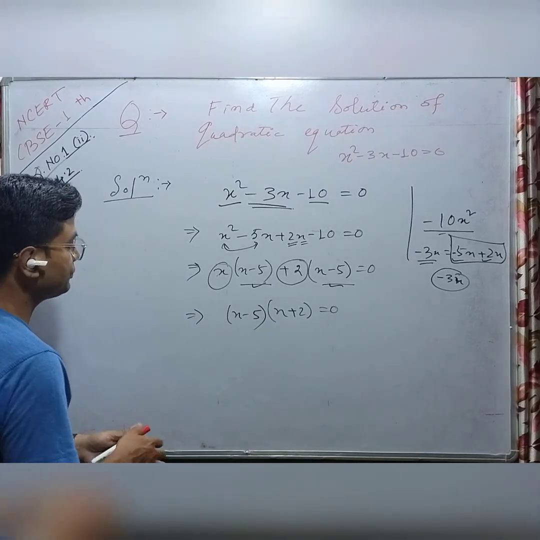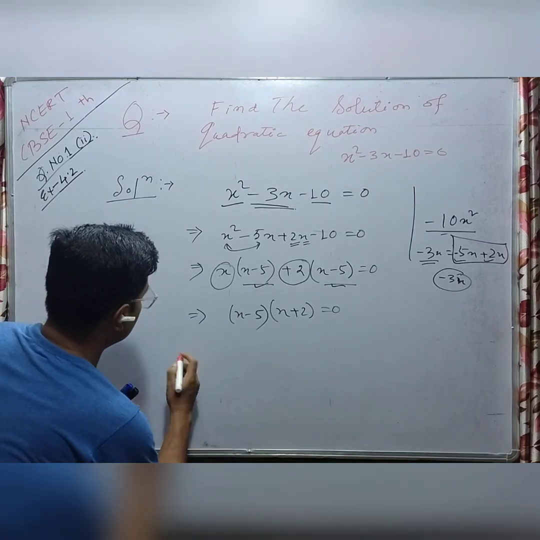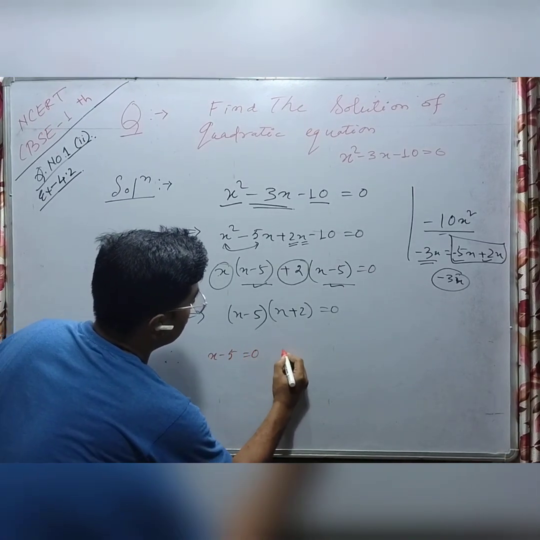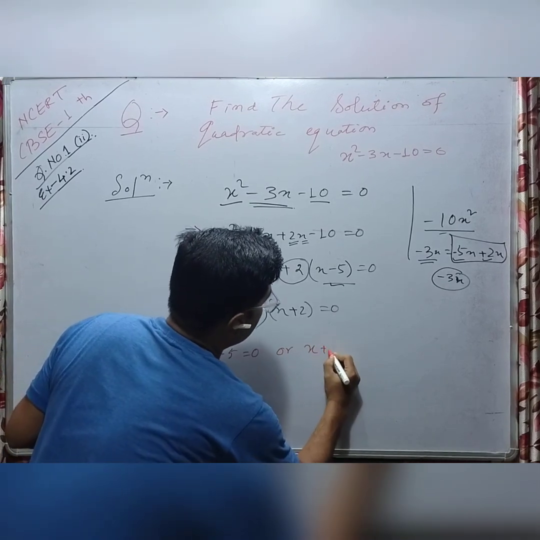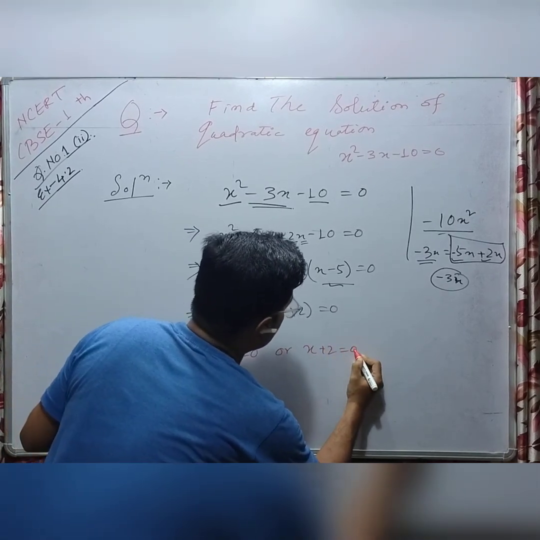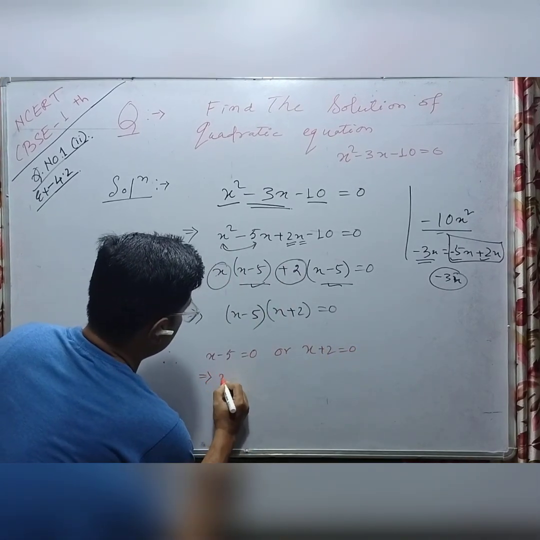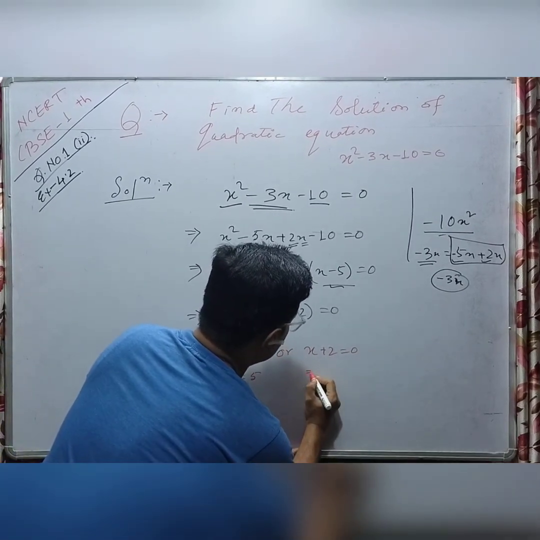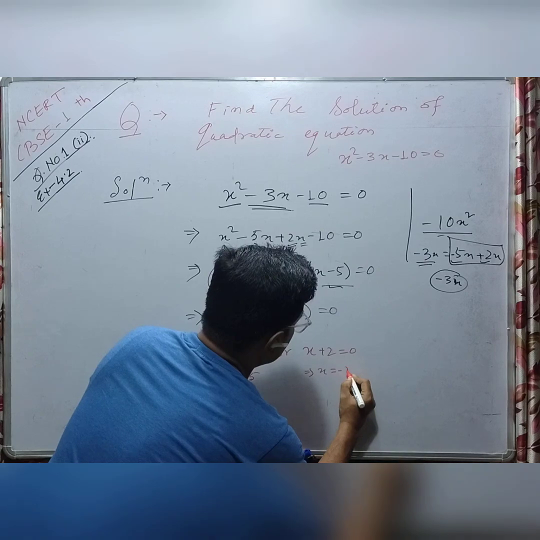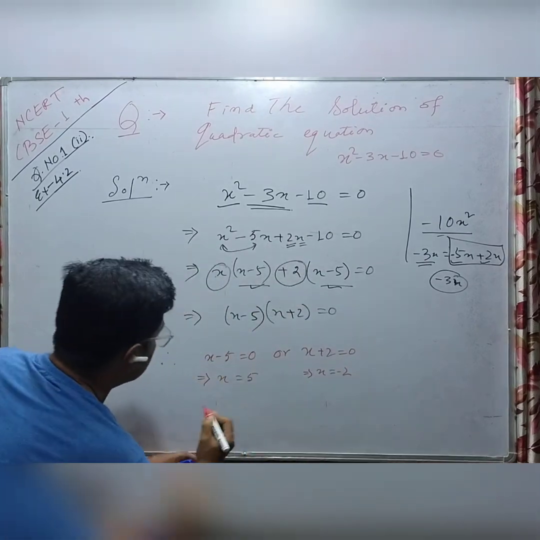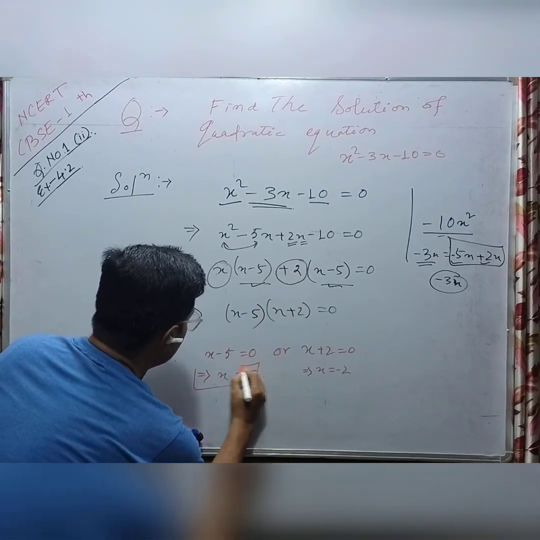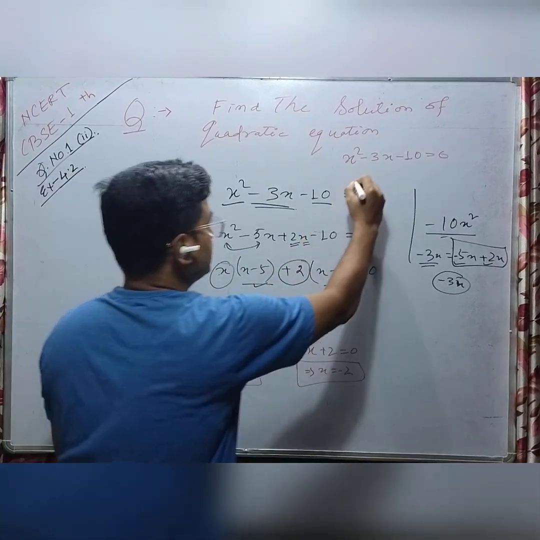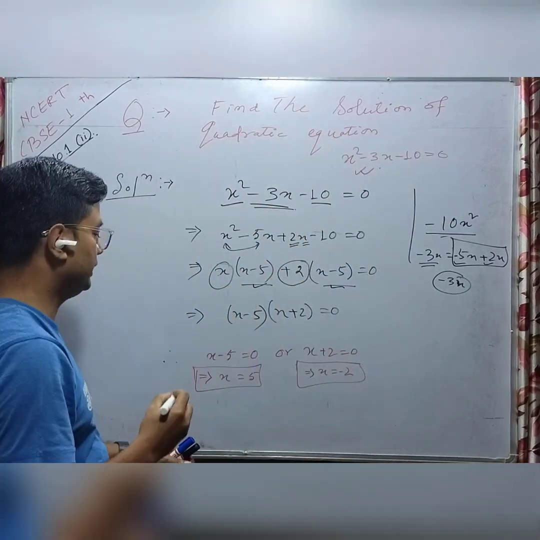So therefore x minus 5 is equal to 0, or x plus 2 is equal to 0. x is equal to 5, or x is equal to minus 2. These are the required solutions of this quadratic equation.